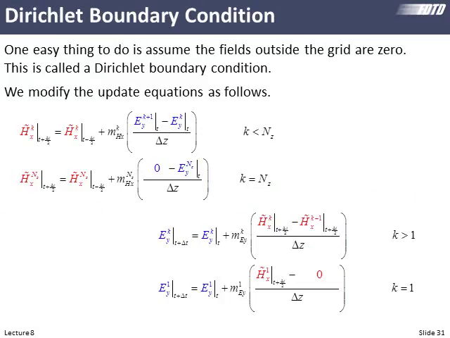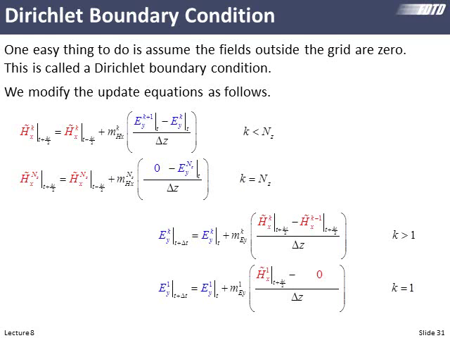Then we discussed boundary conditions. We realized we also have finite difference equations at the edge of the grid that require field values from outside of the grid. And that's a problem because we're not storing those. The easy thing we could do is just assume all field values from outside the grid are zero.